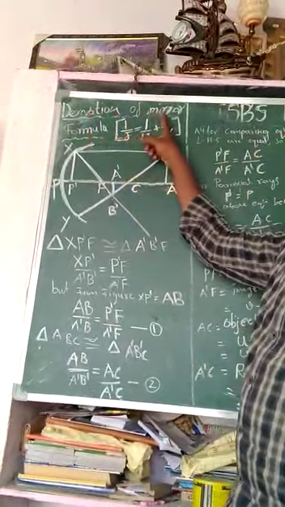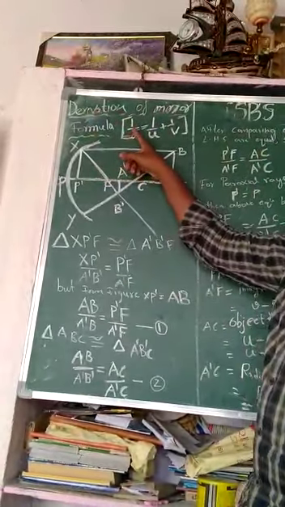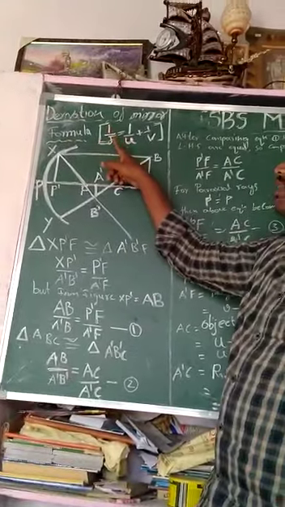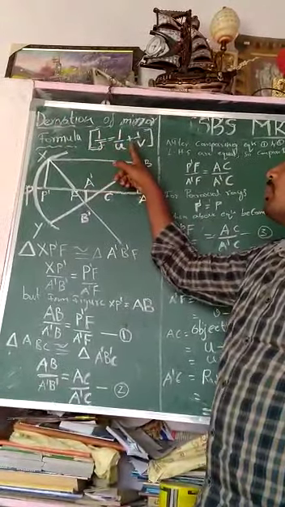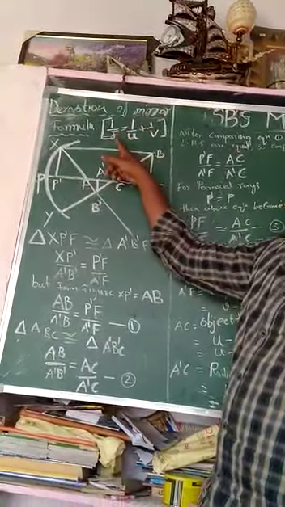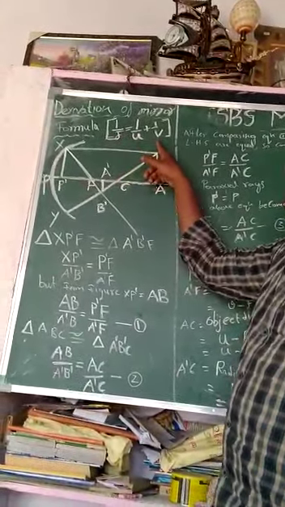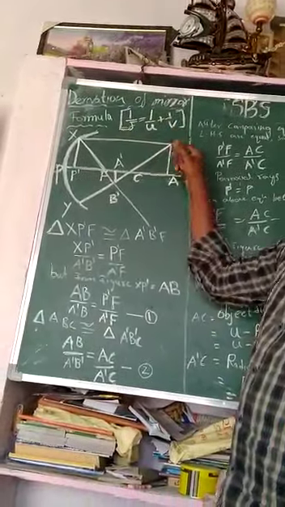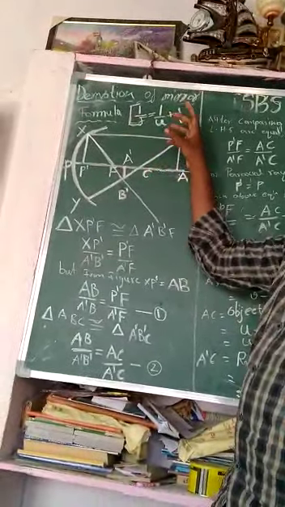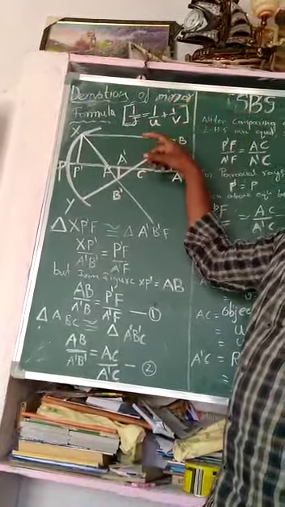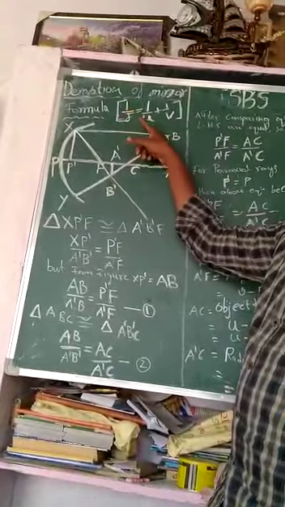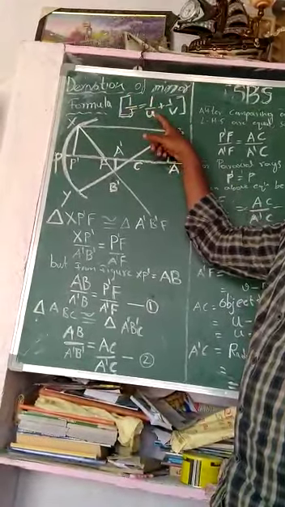Today in this video we derive the equation for the mirror formula. So, derivation of mirror formula. The mirror formula is nothing but 1/f = 1/u + 1/v. Here f is the focal length, u is the object distance, and v is the image distance. So in this video we derive this equation 1/f = 1/u + 1/v.